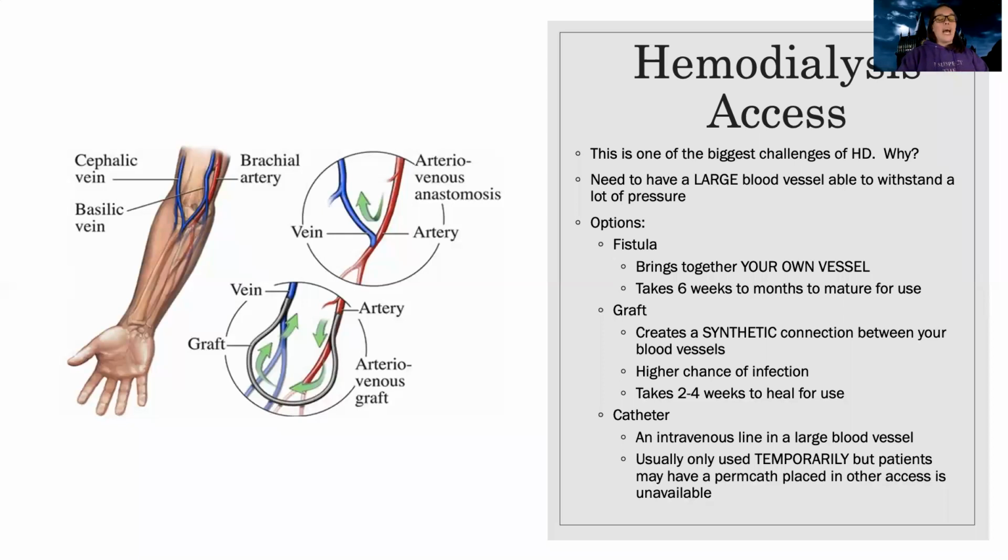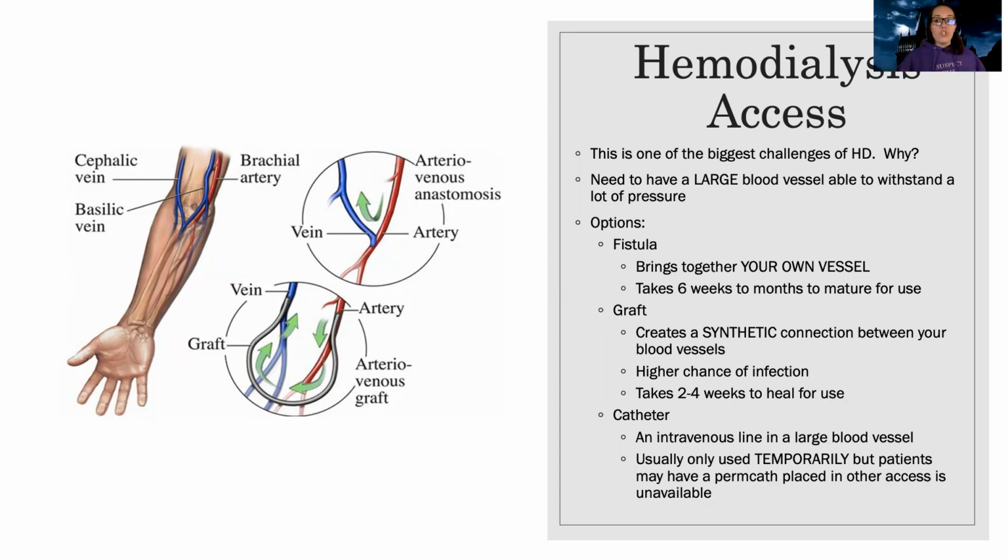So hemodialysis access, this is one of the biggest challenges. And like we mentioned, these patients already usually have cardiovascular disease, poor vasculature, they may have diabetes. And so they have a lot of things working against them. They need to create a large blood vessel that's able to withstand a lot of pressure.